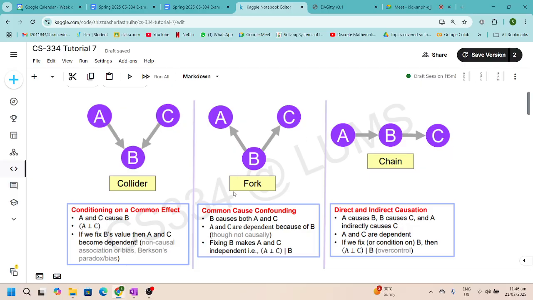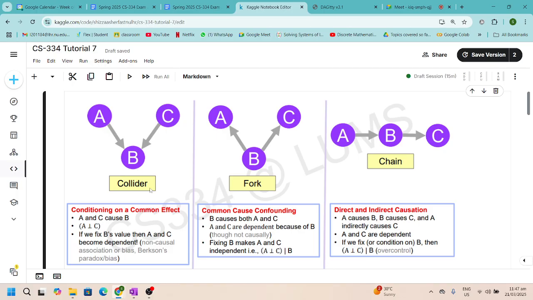Then you have your fork structure. In a fork structure, you have a confounder present. A confounder is something that has an impact on both the treatment and the outcome. So essentially अगर मैंने A का C पे impact determine करना है तो a fork is a structure जिसका which is causing A as well as C. All right? So this particular structure is called a fork.